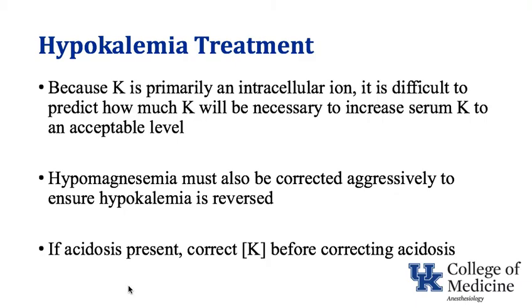Hypomagnesemia must also be corrected because the two, hypokalemia and hypomagnesemia, go hand in hand, and it's difficult to correct one while not simultaneously correcting the other. And if acidosis is present, you're going to want to correct the potassium concentration before correcting the acidosis.